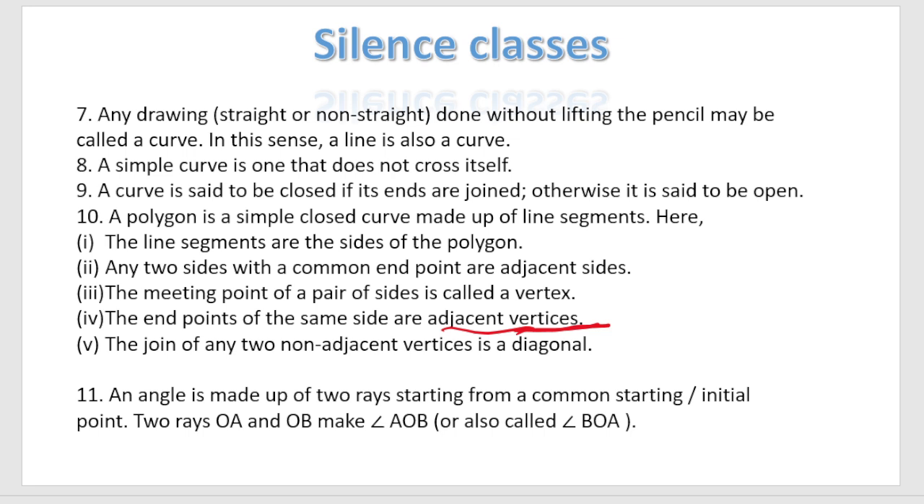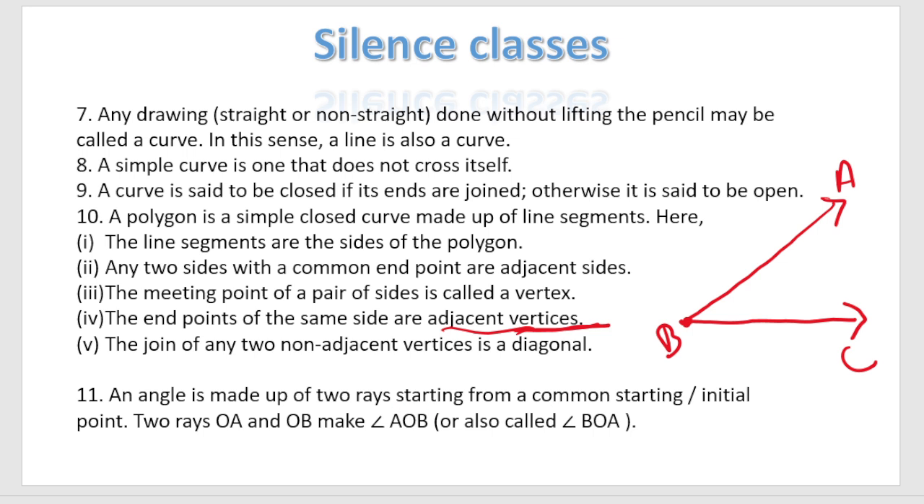Now, any angle is made up of two rays. Any angle is made up of two rays like this. It is a combination of two rays, A, B and C. See, the starting point is there, but there is no end point, so it is a ray.